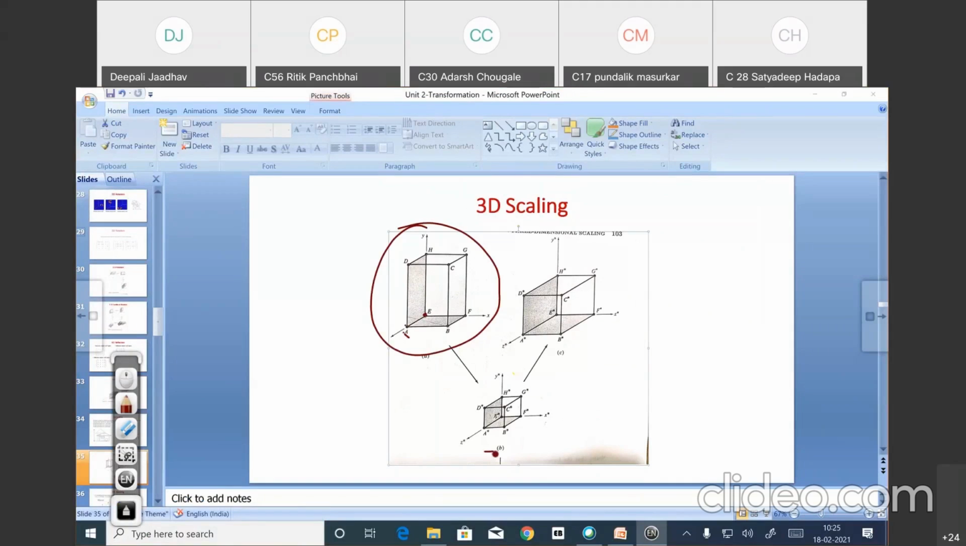It is the result that the x coordinate we scale by 1/3, the y coordinate we scale by 1/2, and the z coordinate remains as it is because it is multiplied with 1. That's why the z coordinate remains as it is. So that is the result.